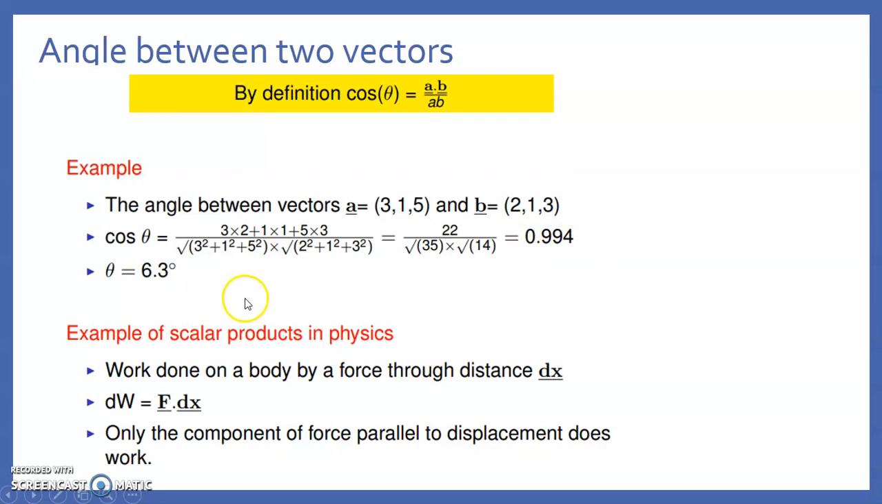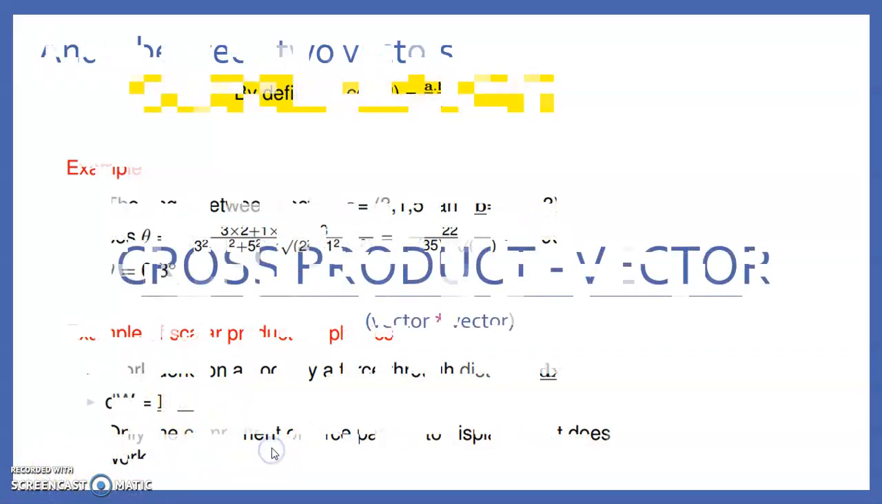So cos theta 0.994 means theta is equal to cos inverse of 0.994. You get 6.3 degrees. For example, take the scalar product of work done on a body by a force through a distance dx. So work done will be equal to F into distance. So small work done dW equals F dot dx. So only the component of force parallel to displacement does work. If the displacement is perpendicular to F, then you get the answer as 0, because the answer will be F dx cos theta, and cos 90 will become 0. So always the parallel component will be accounted for in the work.